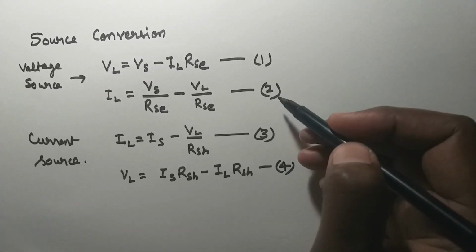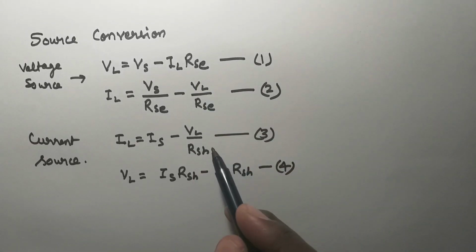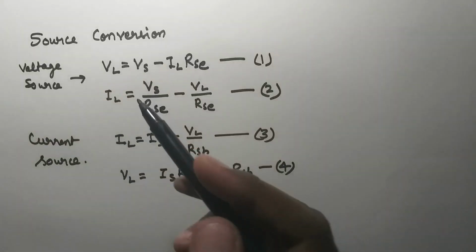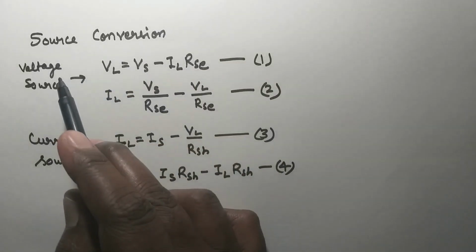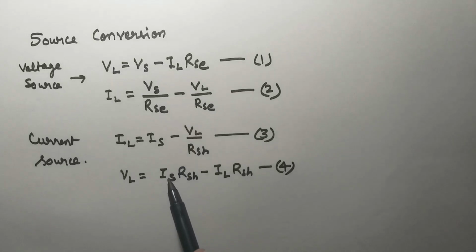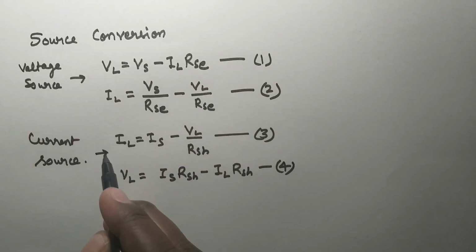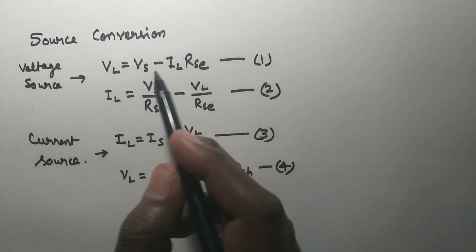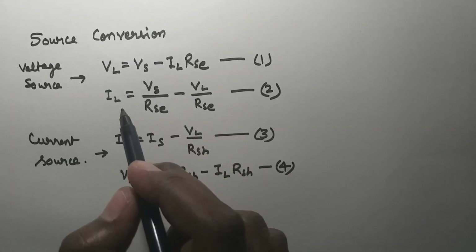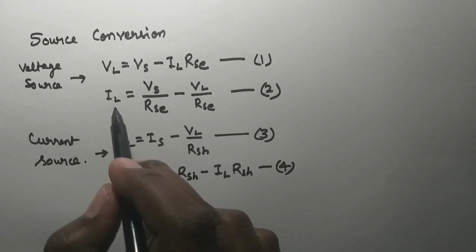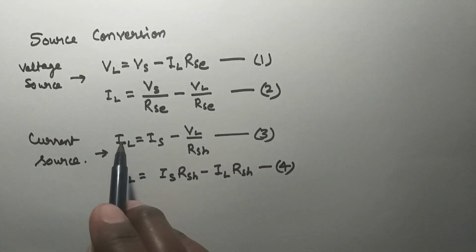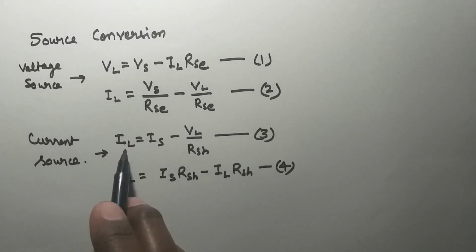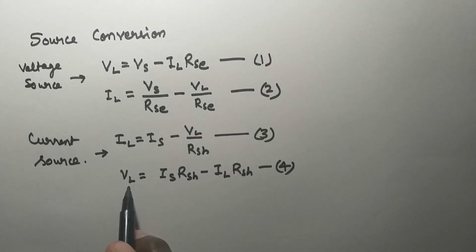So equation 1 and 2 are same things, whereas 3 and 4 are same things. This is the characteristic equation for voltage source, and these two are the characteristic equations for current source. So here this is written in the form of VL, meaning load voltage, and here the same equation is written in the form of load current IL. Similarly, for current source, this is written as IL, and here it is written as VL.